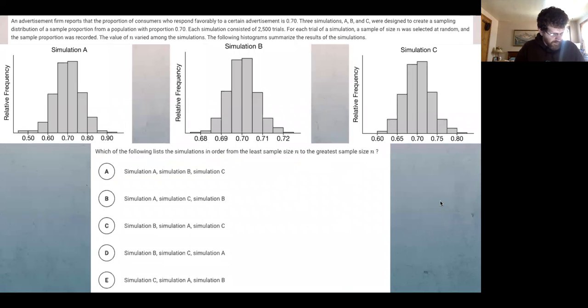An advertisement firm reports that the proportion of customers who respond favorably to a certain advertisement is 0.7. 3 simulations, A, B, and C, were designed to create a sampling distribution of a sample proportion from a population with a proportion 0.7. Each simulation consists of 2,500 trials. For each trial of a simulation, a sample size of n was selected at random, and the sample proportion was recorded. The value of n varied among the simulations. The following histograms summarize the result of the simulation. Which of the following lists the simulation in order from the least sample size n to the greatest sample size n?